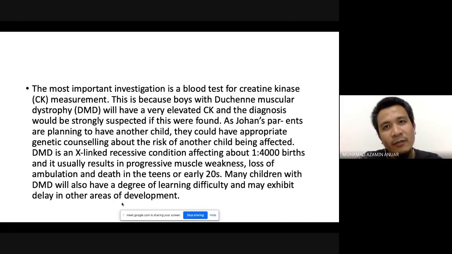So that means if in a school there are 10 classes, maybe they are in the bottom half, probably in class number 7 or number 8. So that's because they have learning difficulties as well.